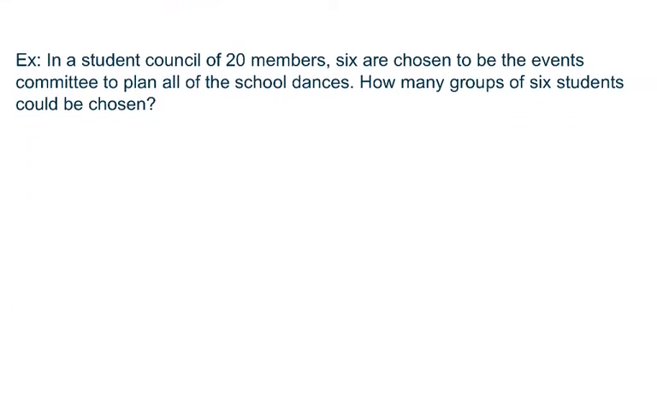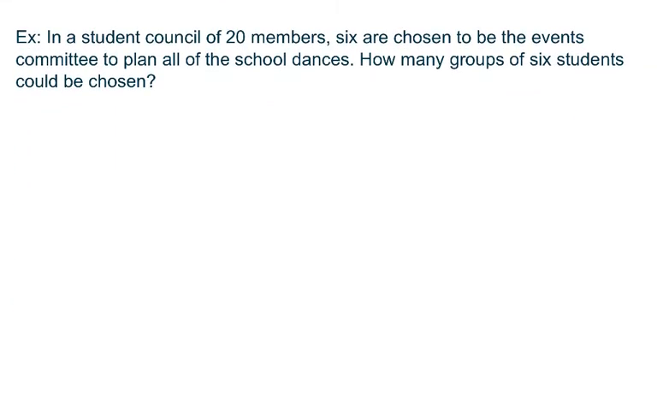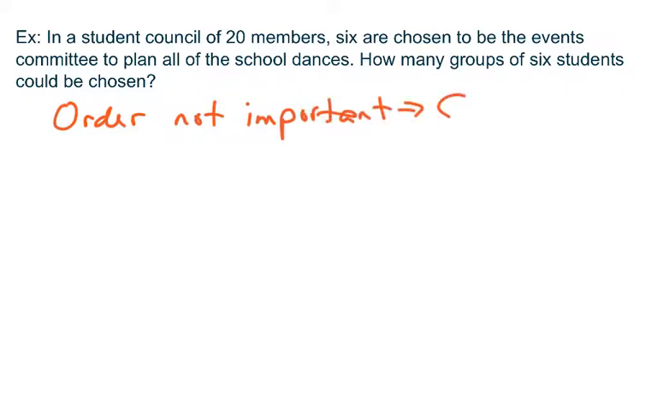So, I've got an example here for you. In a student council of 20 members, 6 are chosen to be the events committee to plan all the school dances. How many groups of 6 students could be chosen? Now, the order is not important here because if you're on the committee, you're on the committee. There's no head chairman, there's no treasurer. So the order doesn't matter here, and that's key to note.